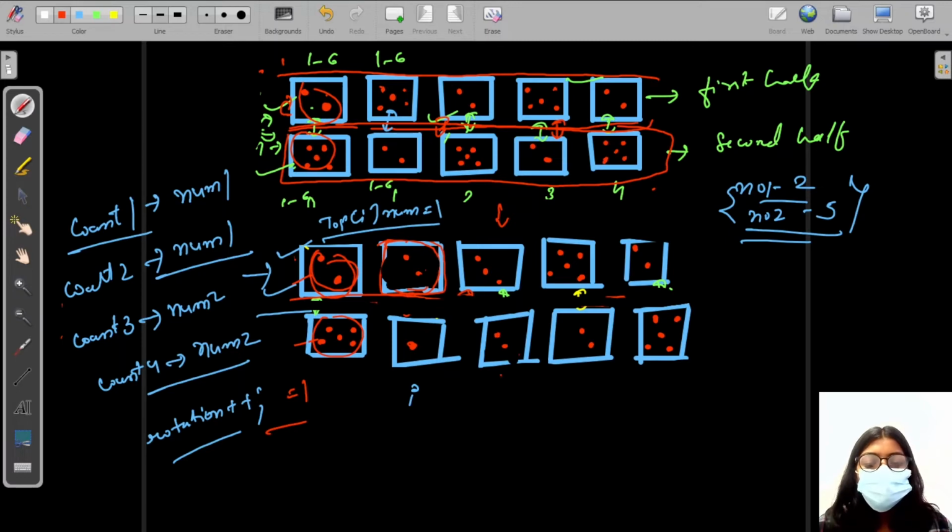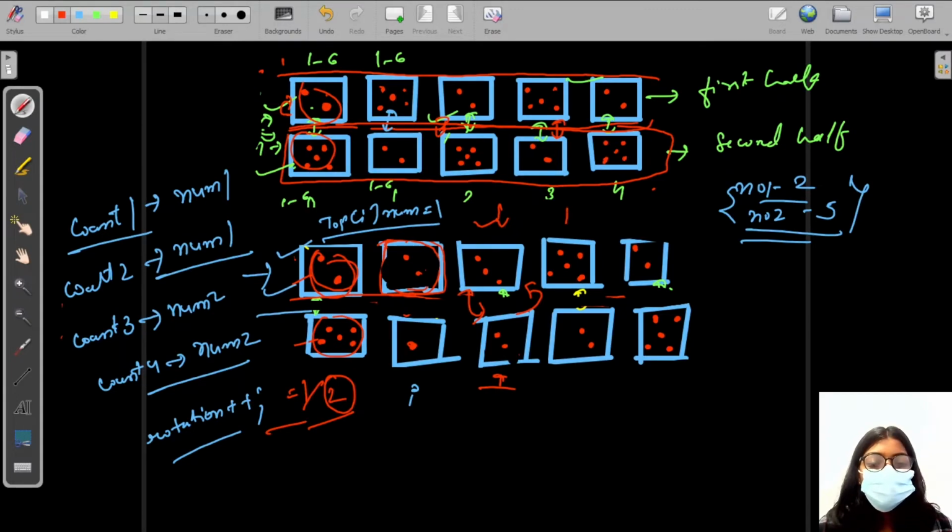Okay, I come here, at this index I check. Is my top of 5 equal to number 1? No, it's not equal to number 1. Then I'm going to check my bottom of 5. If it's equal to 1, then I'm going to again increase my rotation plus plus. So my rotation is now 2 because I'm going to rotate this domino. If I rotate this, this value comes here, this value comes here. Okay, so now my number of rotation till this index is 2.